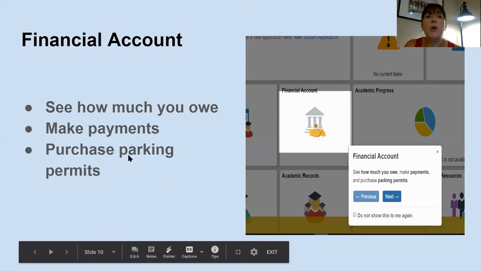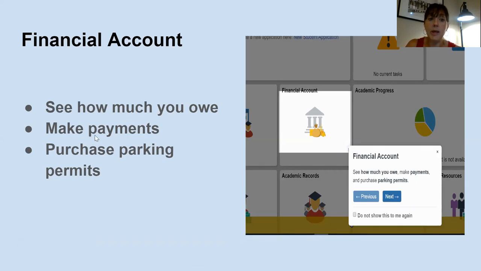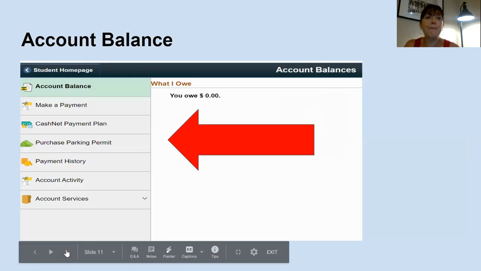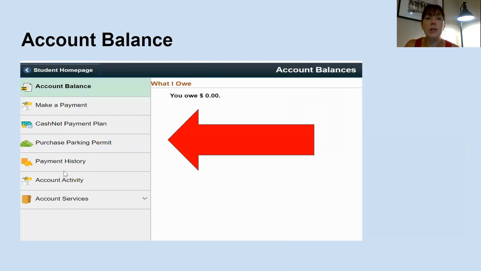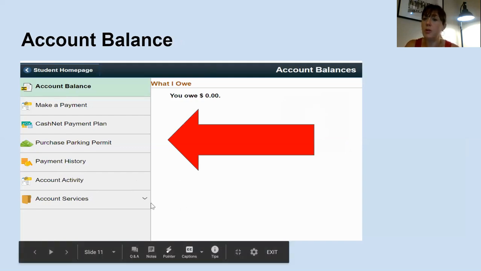Financial account. This is where you can see how much you owe. You can make payments in this account and you can purchase parking permits here. And this is an example of what it's going to look like. I owe nothing right now. So there's some other things you can do in here. Look at your payment history, look at your account activity. So everything will be tracked in here. If you ever have any situations with any financial issues, you can look in here and always see all of your account activity.